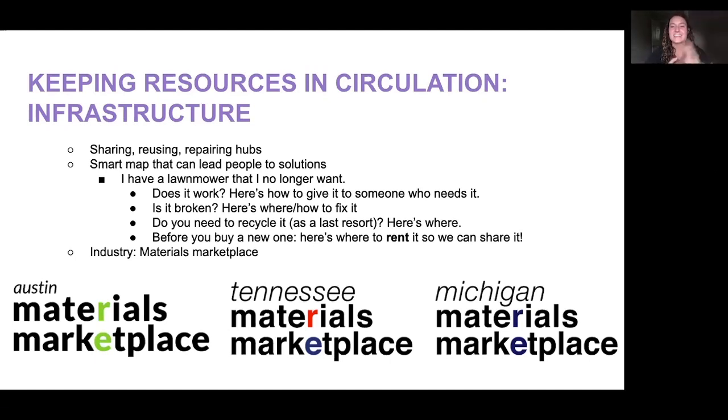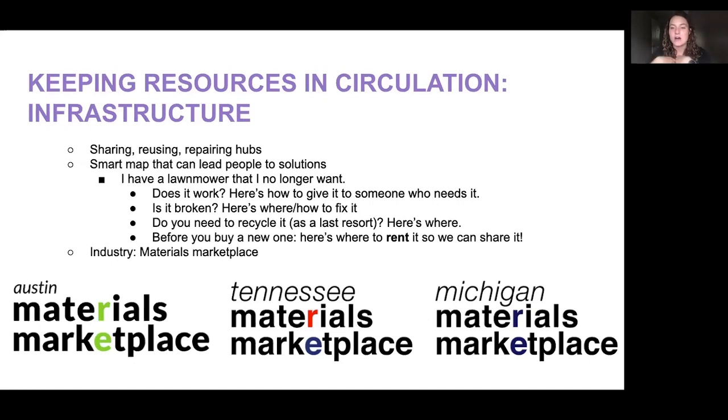Another idea that the Ellen MacArthur Foundation proposes is an app or a smart map. We have this kind of thing for disposal: the EcoCycle A to Z app, where you can put in yoga mat and we'll tell you where to take it. But imagine that on such a bigger scale.